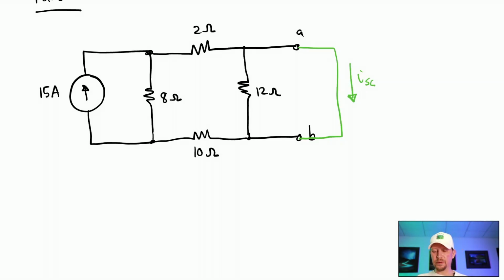Now, notice that one of the things that we do have here, hopefully you can actually see this, is this short circuit, right, is in parallel with this 12 ohm resistor, right? If you place a short circuit in parallel with a 12 ohm resistor, it really is as if this 12 ohm resistor weren't there at all, right?